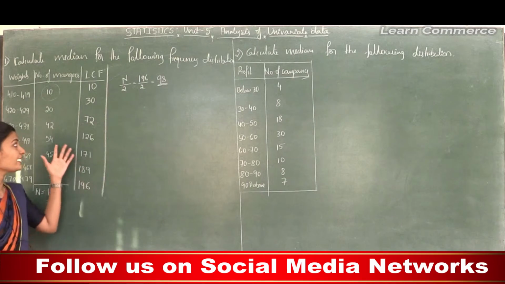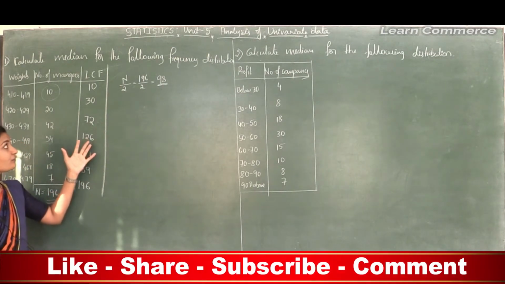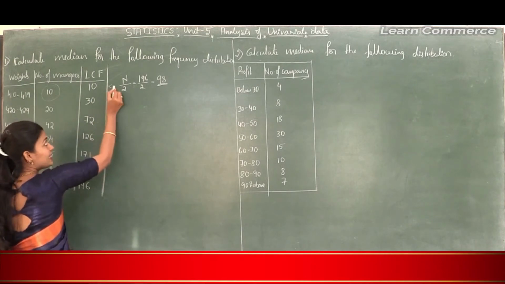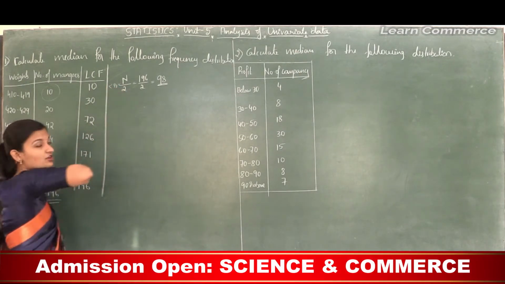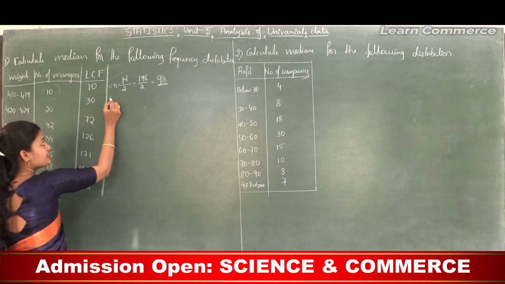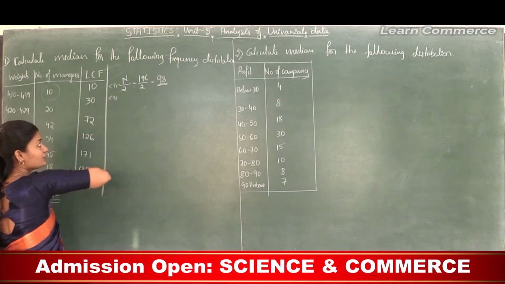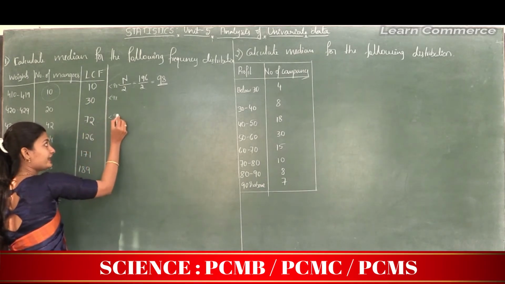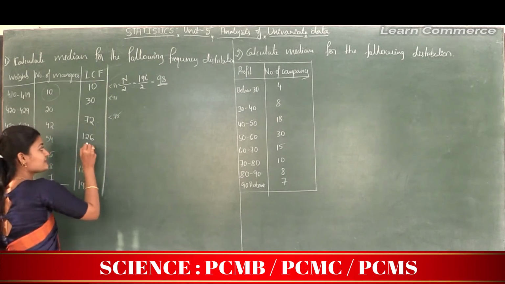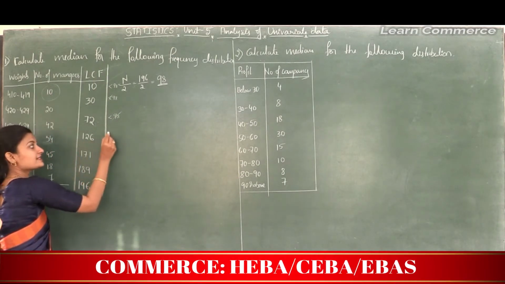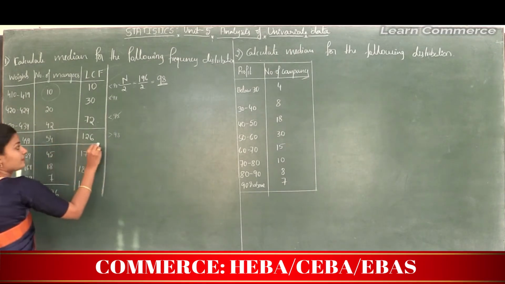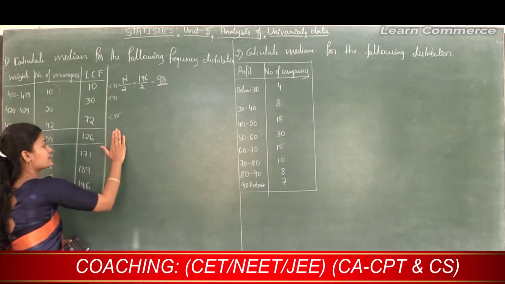Step 3 is we need to find the median class. How to find the median class? Let me check the first LCF value, that is 10. This 10 is less than 98, so this class is not the median class. Next, 30 is less than 98, so this is also not the median class. The next value is 72, which is also less than 98, so this is also not the median class. Next, this 126 is greater than 98, so this class is the median class.